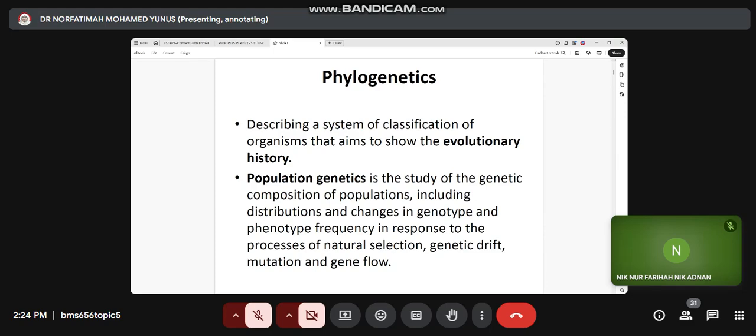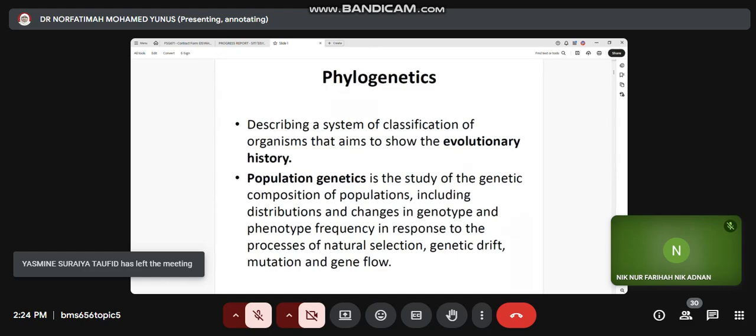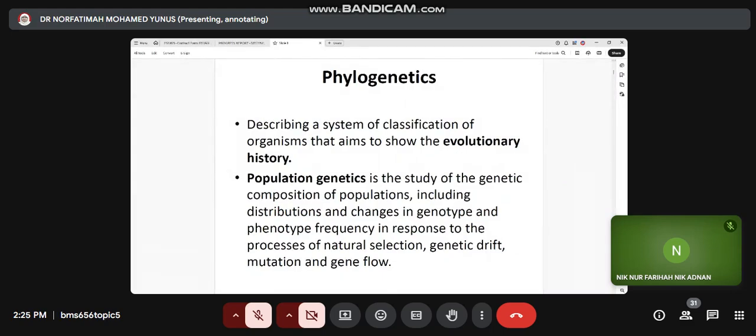Remember what I said last class. I told you a little about how we want to see the evolution, the changes that affect the fitness of some individual or organism. So that's why we are not just looking at the variations or mutations that occur in that population, but we also look at the process of natural selection, genetic drift, mutations, and also gene flow.